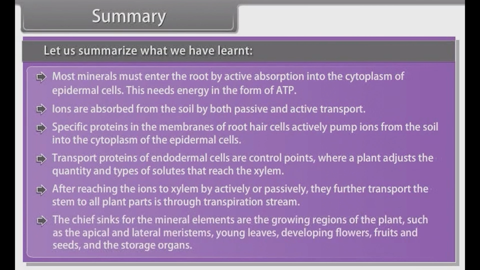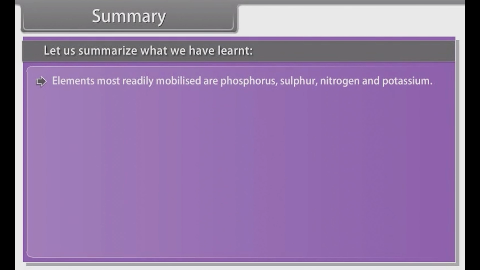The chief sinks for the mineral elements are the growing regions of the plant, such as the apical and lateral meristems, young leaves, developing flowers, fruits and seeds, and the storage organs. Elements most readily mobilized are phosphorus, sulfur, nitrogen and potassium.